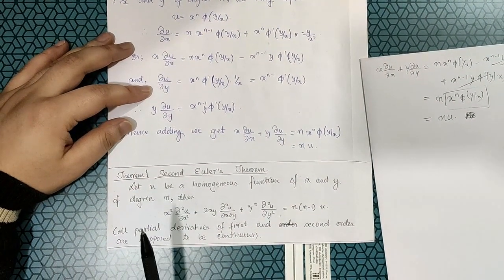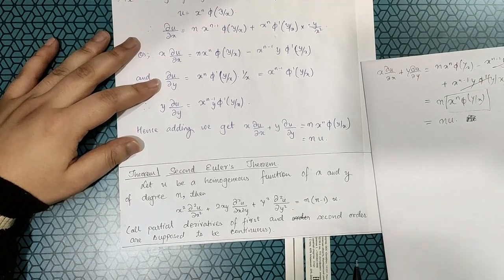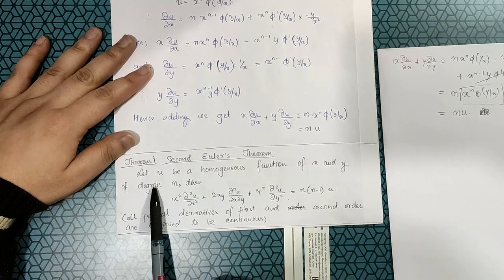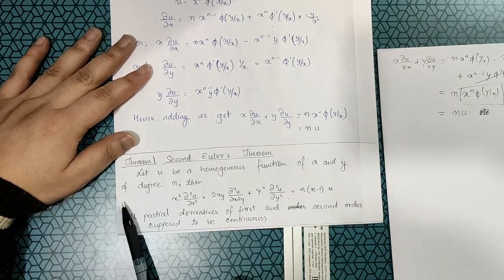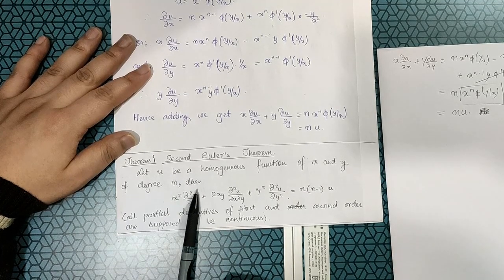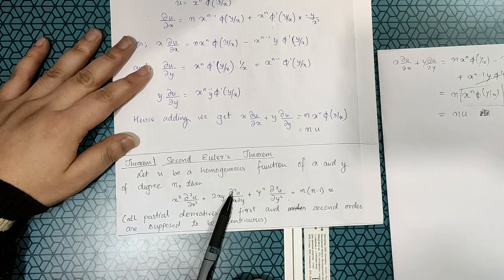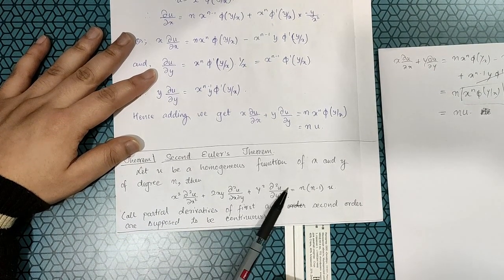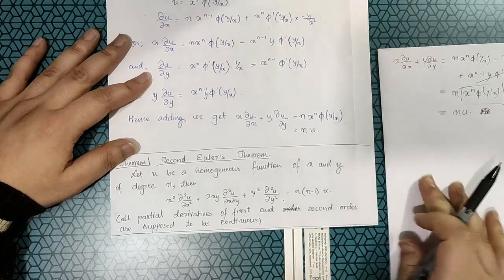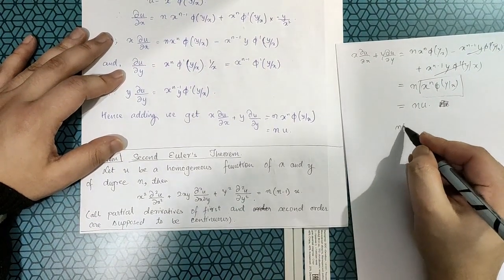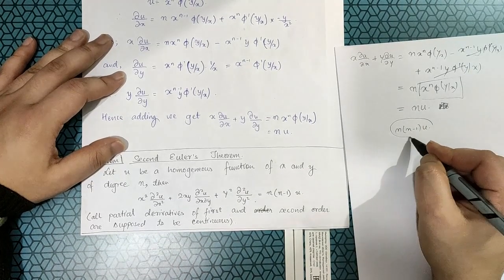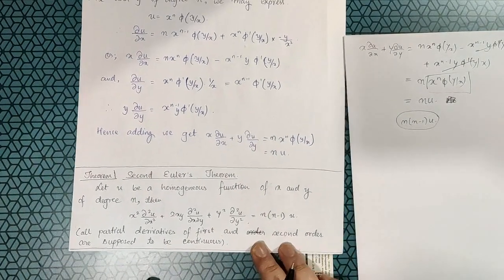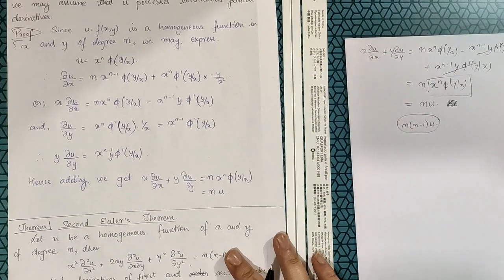We have another theorem which is the second Euler's theorem. This comprises second orders. So let us define it. Let u be a homogeneous function of x and y of degree n. Then x square del 2u by del x square plus 2xy del 2u by del x del y plus y square del 2u by del y square is equal to n into n minus 1 times u. All partial derivatives exist. So this is everything about Euler's theorem.